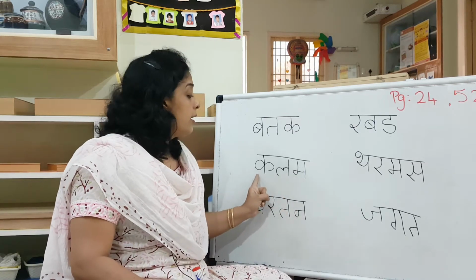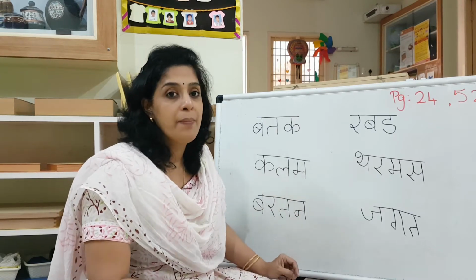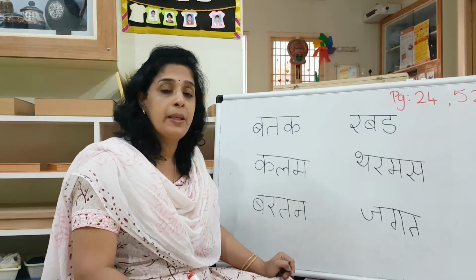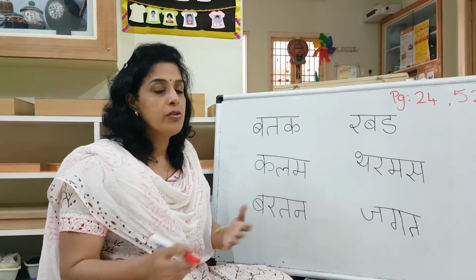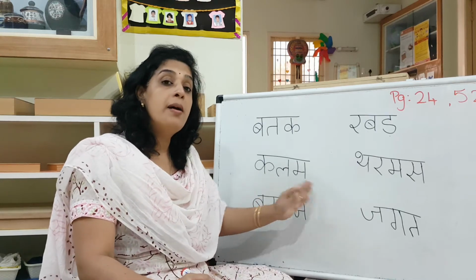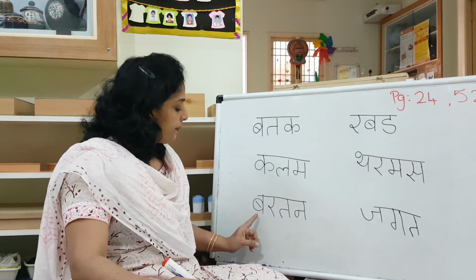Kalam, kalam. What is kalam? It's a pen. A pen, kalam, ka se kalam, okay. You would have learned ka se kamal also. Kamal is a flower, it's a lotus. This is kalam. Kalam means pen. Next one.